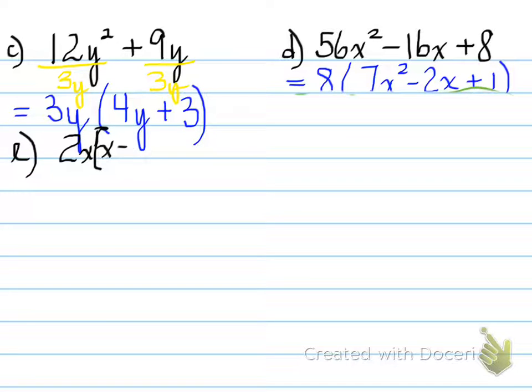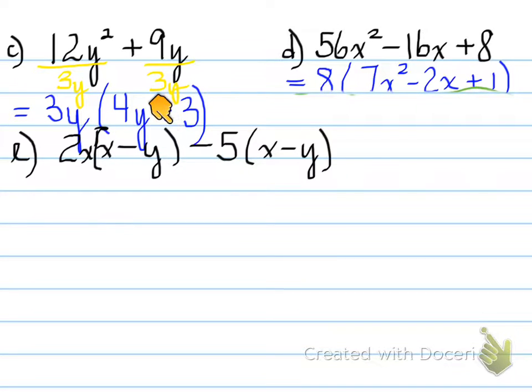E is 2x times x minus y minus 5 times x minus y. Now, some of you are going, oh, I need to expand. No, I don't want you to touch that. I want you to look and see what's common. We're supposed to common factor. What is common here and here? Do you see what I see? I see an x minus y. I see the same x minus y here.